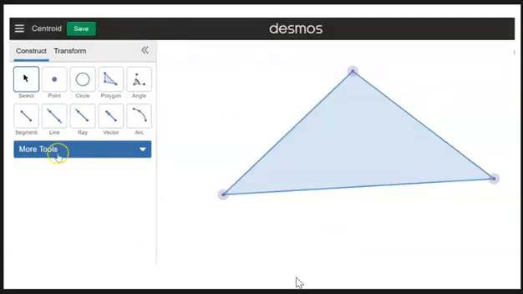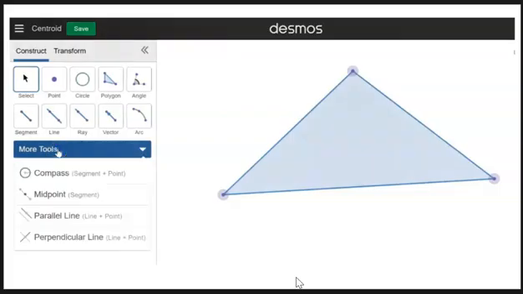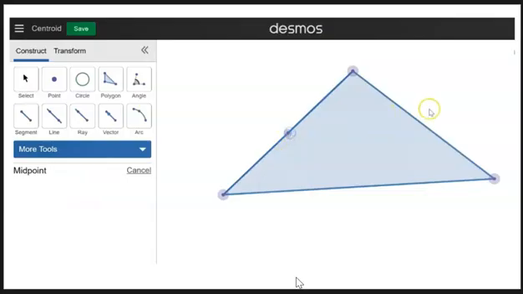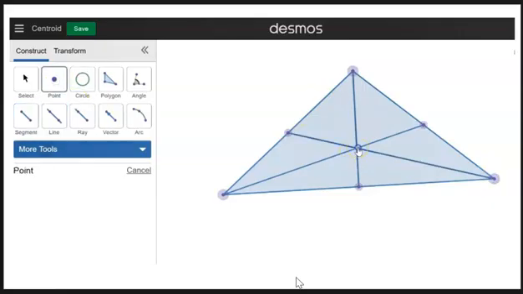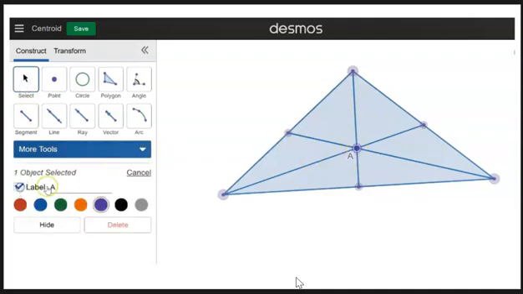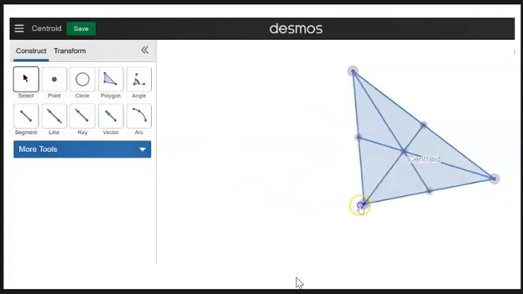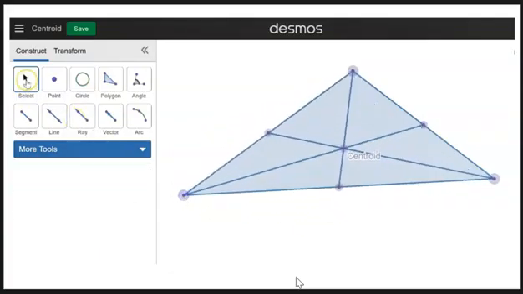To find the centroid, I need to construct the medians of the triangle. A median of a triangle is a segment that connects the vertex of a triangle with the midpoint of the side opposite the vertex. So all I need to do is find each midpoint and then use line segments to construct the medians. The point of concurrency of the medians is called the centroid. Notice that as I change the triangle's shape, the centroid remains inside the triangle.